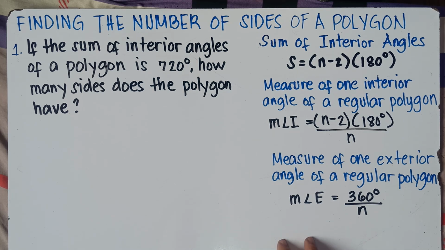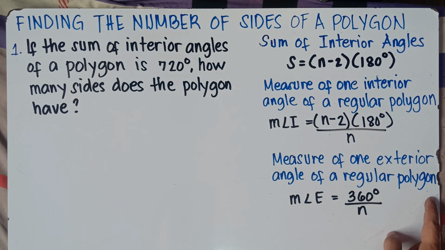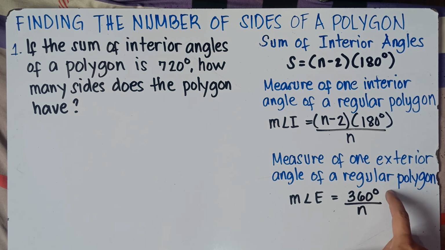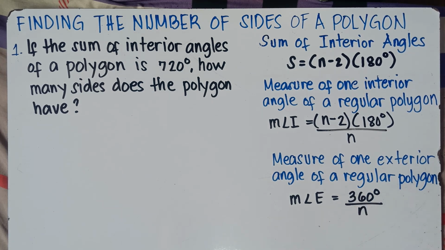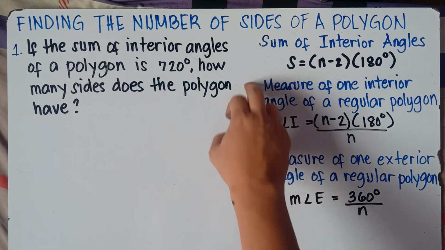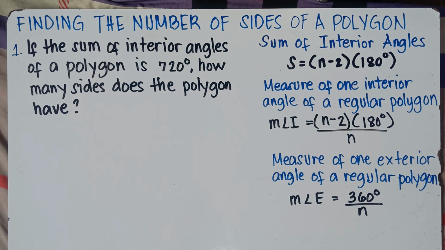Alright, and the last formula is the measure of one exterior angle of a regular polygon. The measure of one exterior angle equals 360 degrees over n. So if you are given one measure of an exterior angle of a regular polygon, you can find the number of sides. If you master these formulas, class, we will be answering some examples, and we will have plenty of examples for you to really understand this.